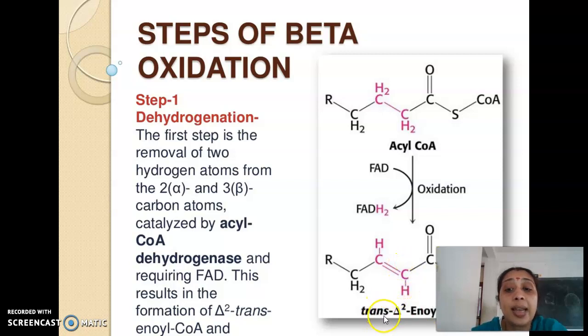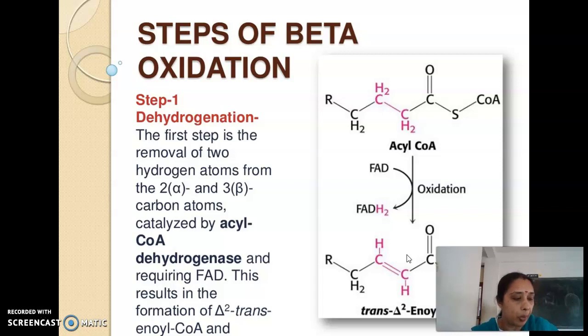And it is known as trans delta 2. What do you mean by trans? That is, it is not a cis bond, it's a trans bond. Clear? The trans isomer is what has been formed. That is why delta 2. Delta means indicating the position. So a double bond in the trans isomer form at the second position, an unsaturated compound, is formed. So the compound is trans delta 2 enoyl CoA.